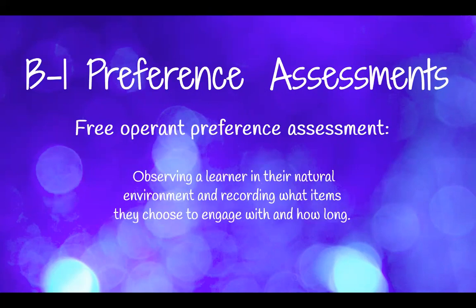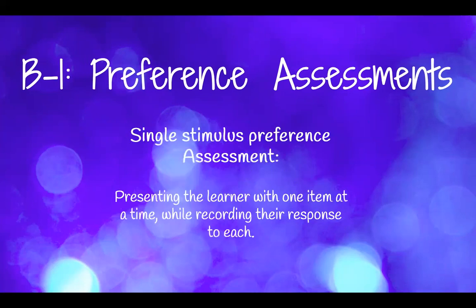There are a few different preference assessments. The first one here we'll talk about is free operant preference assessment. This is observing a learner in their natural environment and recording what items they choose to engage with and like, how long they're engaged with an item. So you would just watch them play essentially and see what they are, on their own, navigating toward. Are they grabbing for Play-Doh? Are they playing with cars? That sort of thing.